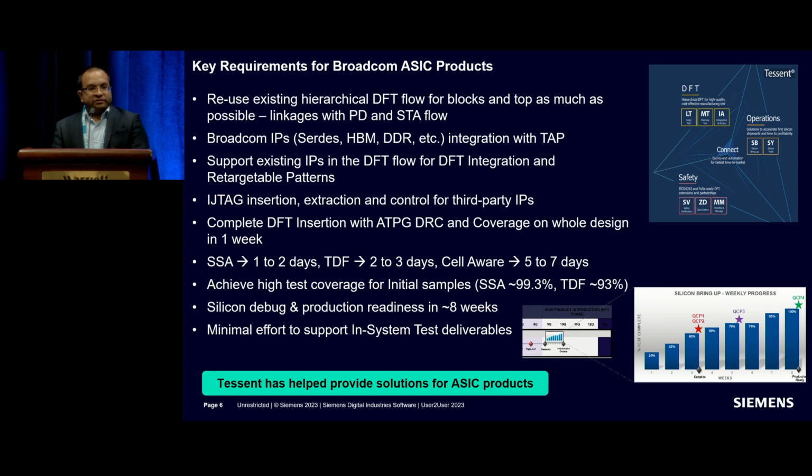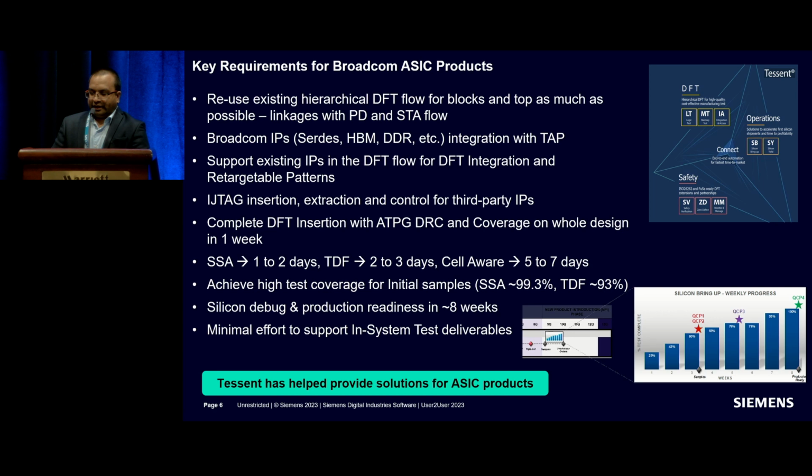These IPs come with the existing retargetable pattern because they have hierarchical tests built with the standard EDT solution. So we need to be able to reuse those IPs as is in a retargetable pattern manner. There are third-party IPs that we use, and again, we need to be able to insert them, insert die JTAG, and extract and control.